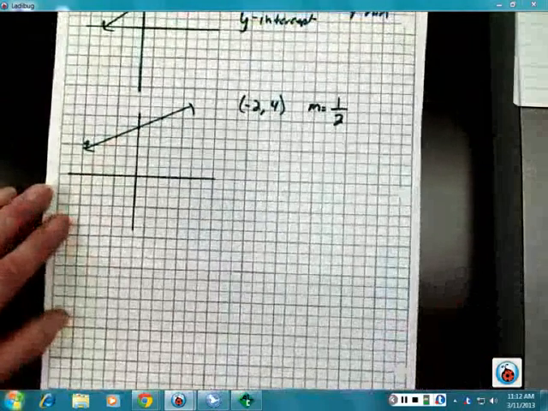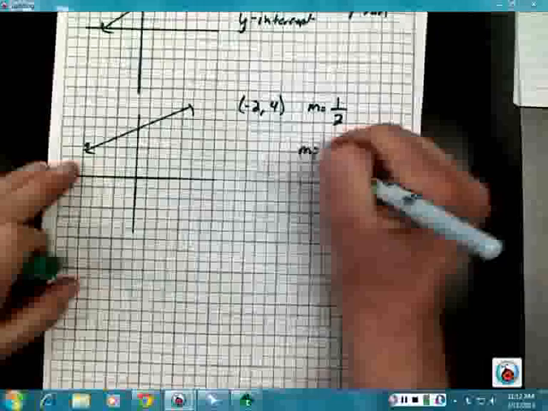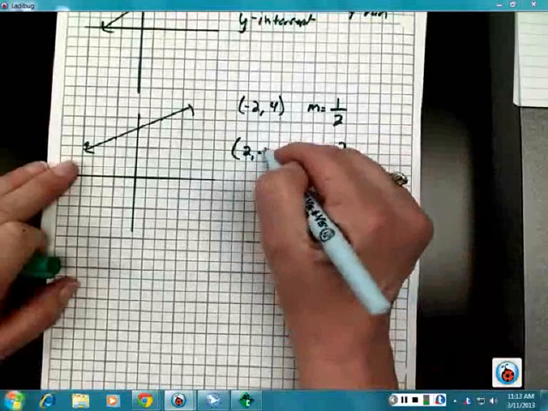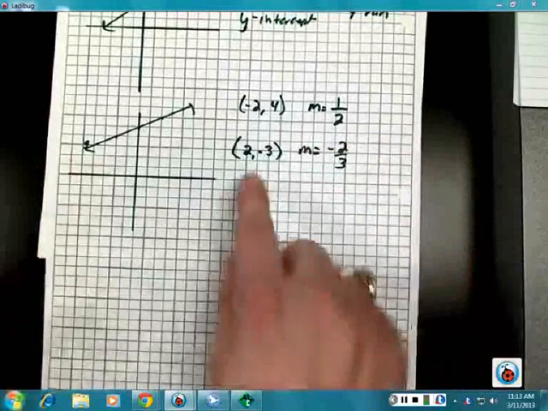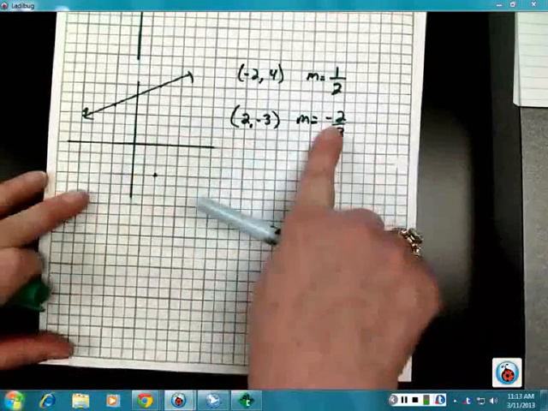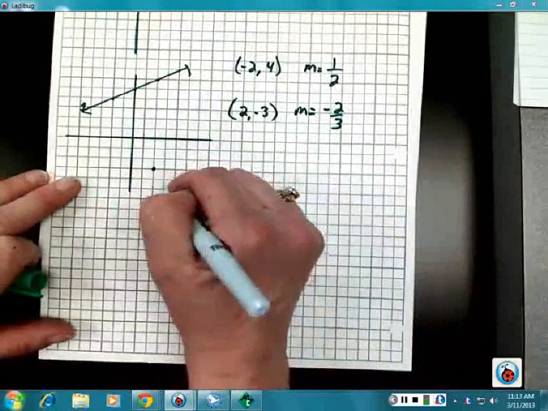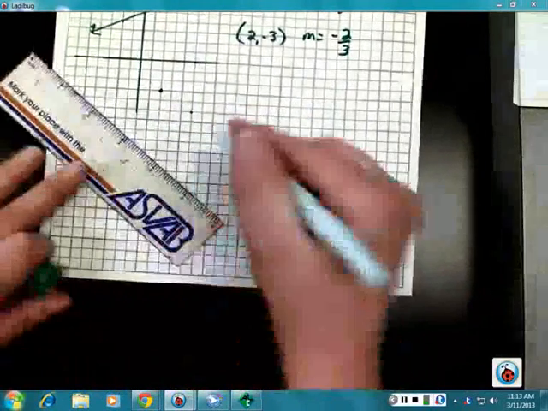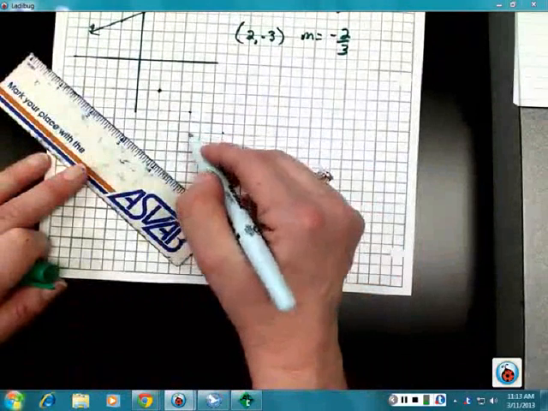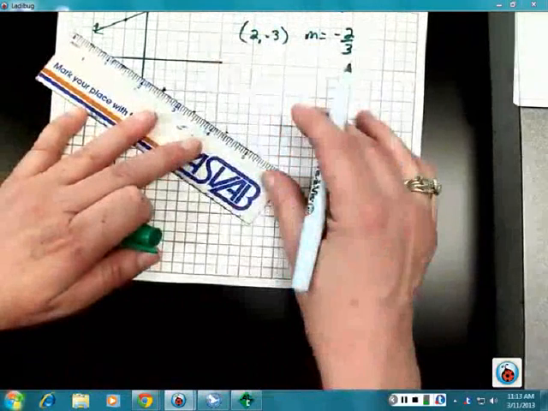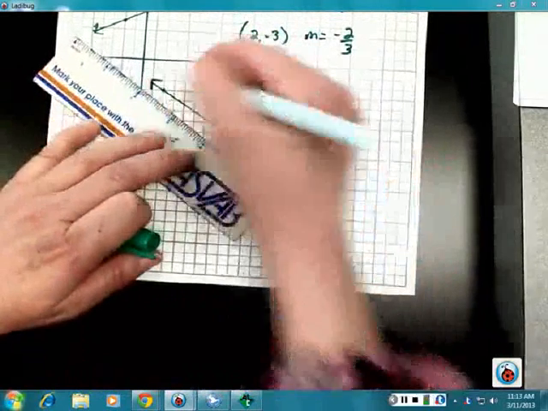Now if that would have been a negative slope, let's say m would have equaled -2/3, and my point were 2, -3, I would locate 2, -3. But in this case, I would go down 2/3 because it's a negative slope. Down 2/3. And then connect my dots. Down 2/3, 1, 2, 3. Yep, I did it right. And if I connect those, I get the graph of my line.